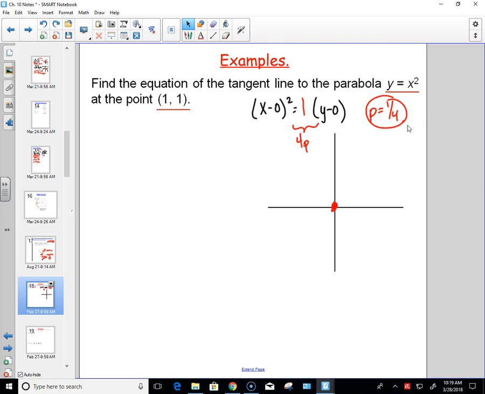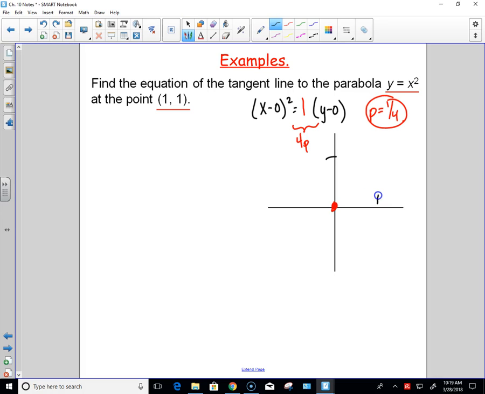So then, we have the point 1, 1. We have our parabola. If I can get an arrow. There it is. We have our focus, which would be... You guys good with that being the focus? That'd be 0, 1/4.